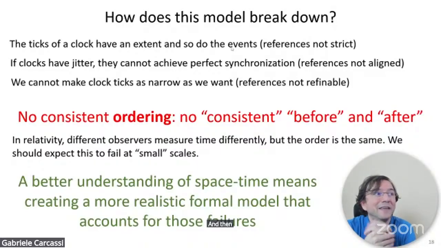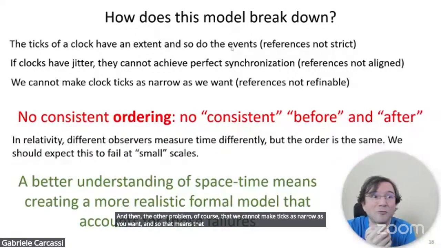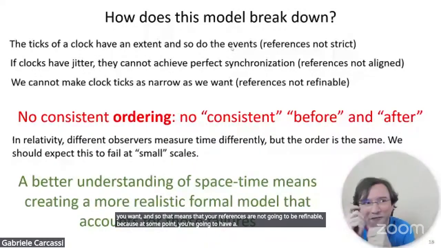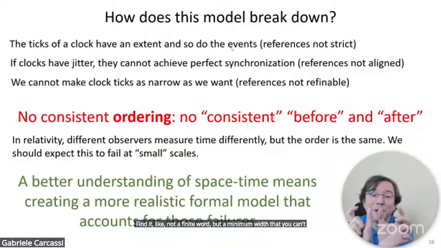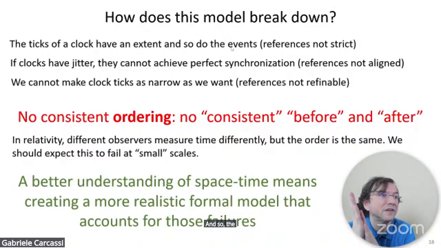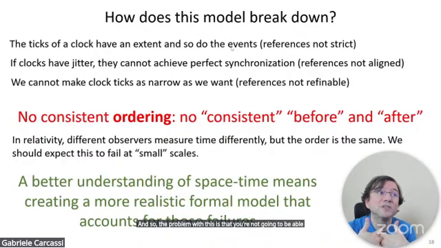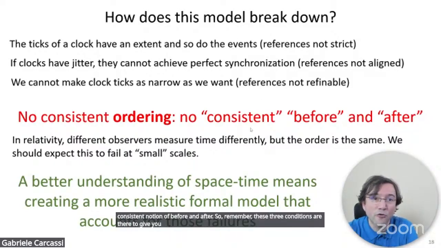And then the other problem, of course, is that you cannot make ticks as narrow as you want. And so that means that your references are not going to be refinable, because at some point you're going to have a minimum width that you can't resolve anymore, but you're still going to have overlap between these references. So you're not going to be able to resolve this overlap. And so the problem with this is that you're not going to be able to have a consistent notion of before and after.